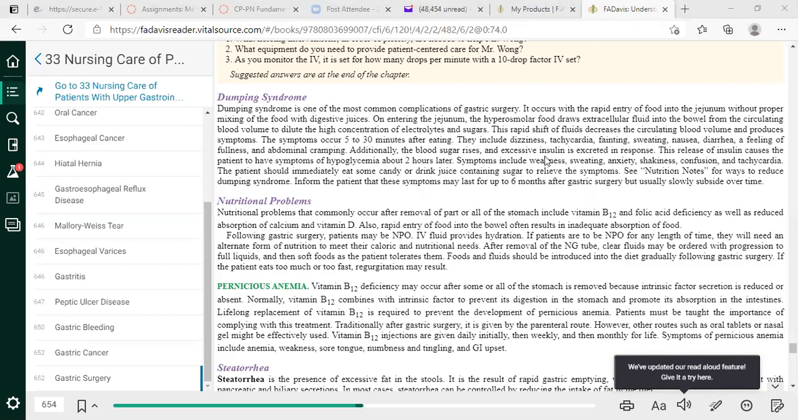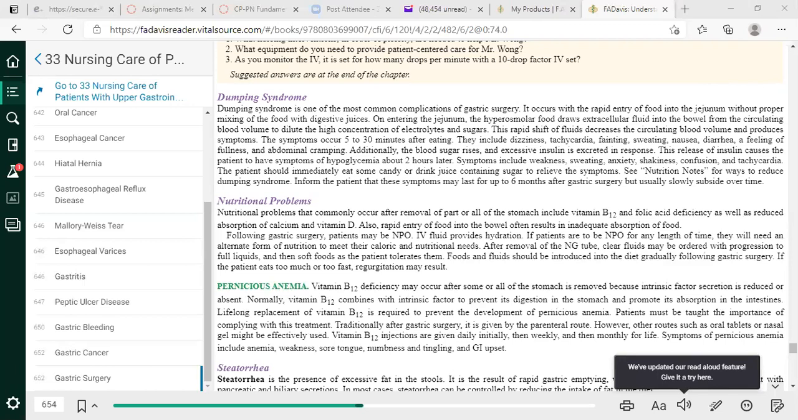Dumping syndrome is one of the most common complications of gastric surgery. It occurs with the rapid entry of food into the jejunum without proper mixing of the food with digestive juices. Food draws extracellular fluid into the bowel from the circulating blood volume to dilute the high concentration of electrolytes and sugars. This rapid shift of fluids decreases the circulating blood volume and produces symptoms. The symptoms occur 5 to 30 minutes after eating. They include dizziness, tachycardia, fainting, sweating, nausea, diarrhea, a feeling of fullness, and abdominal cramping.